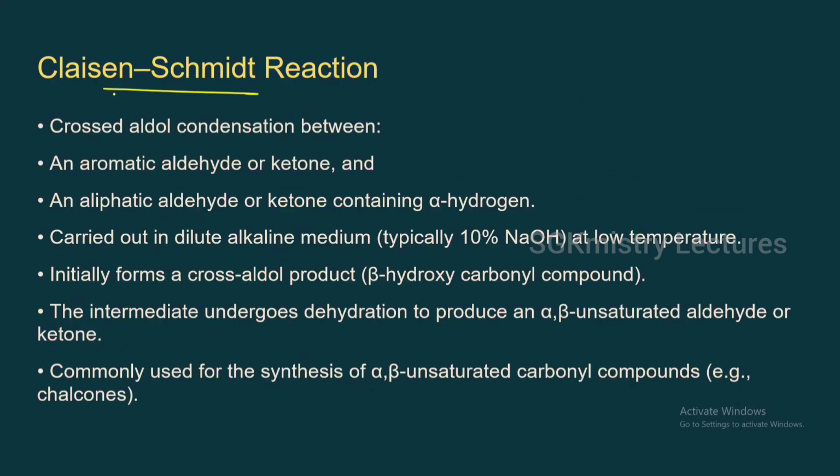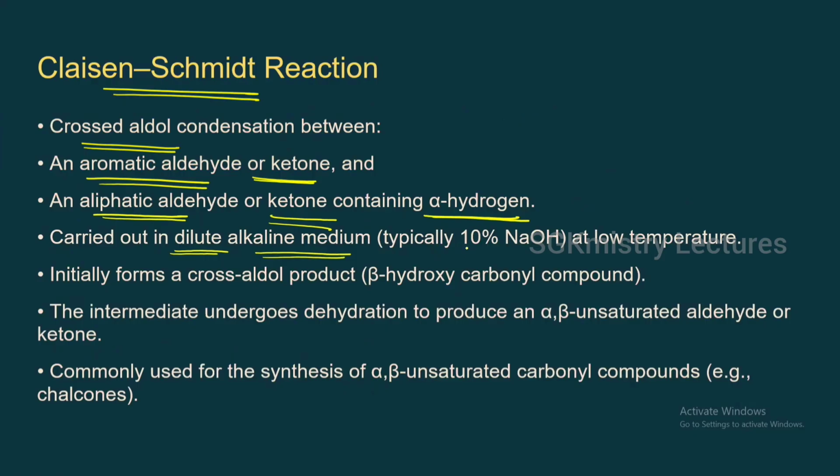Next, coming on to the Claisen-Schmidt reaction. So here, this is again an example of a crossed aldol condensation reaction. Here you're going to take the aromatic aldehyde or the ketone, and you're going to select an aliphatic aldehyde or ketone which contains alpha hydrogen. So this has to be kept in mind, right? And again, we are going to carry out this particular reaction in dilute alkaline medium. Typically, 10% NaOH is taken and low temperature conditions are maintained.